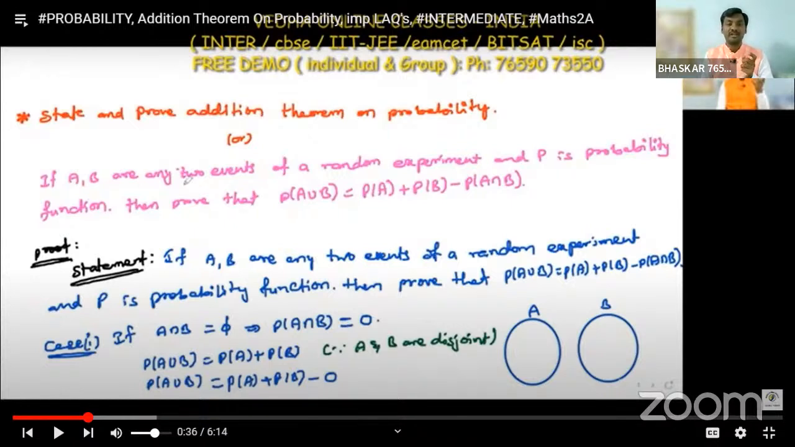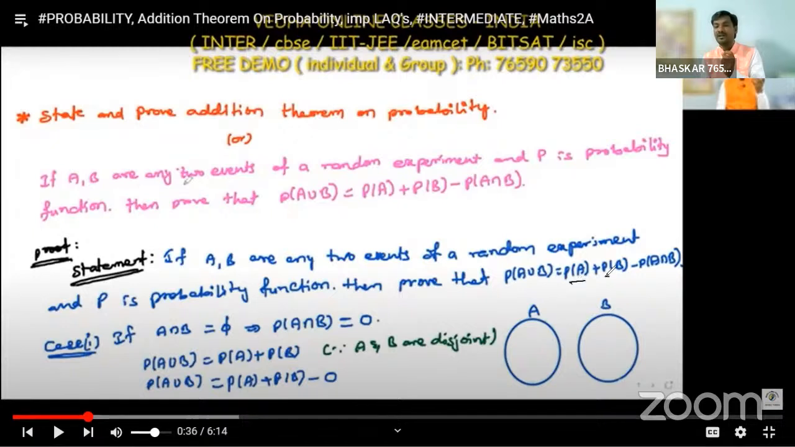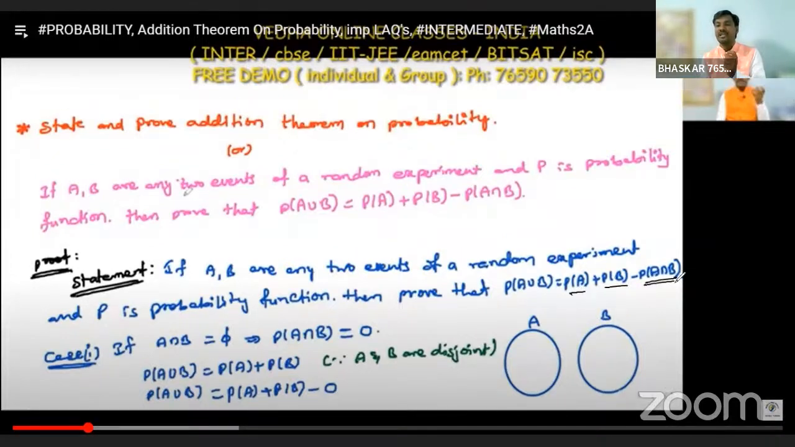What is the statement here? If A and B are two events of a random experiment and P is the probability function, then prove that probability of A union B is equal to probability of A plus probability of B minus probability of A intersection B. So this is the given statement, or we have to write the statement. After writing the statement, we have to prove this theorem.